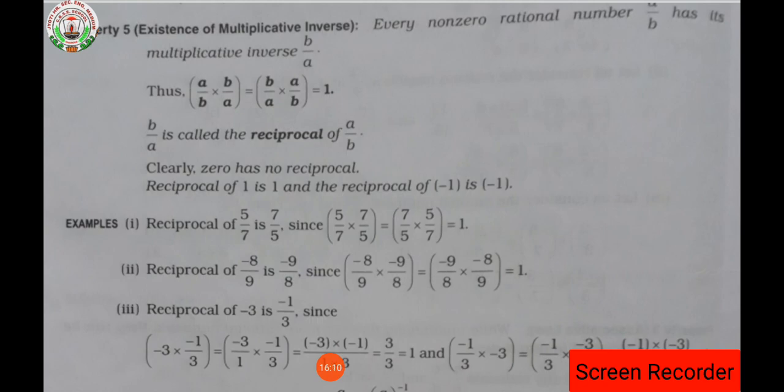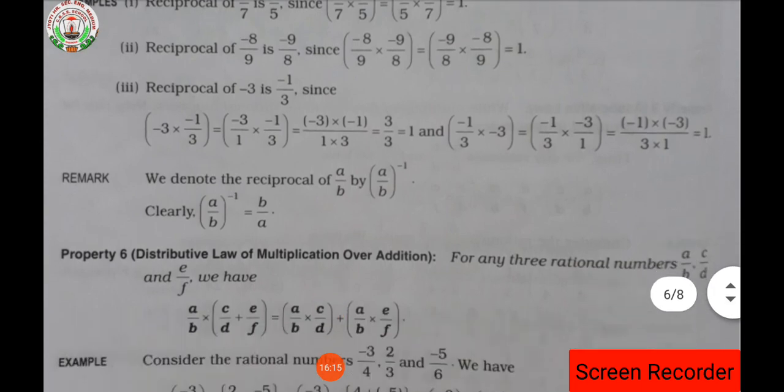Have you understood? Many examples are given here. You can create examples on your own also.